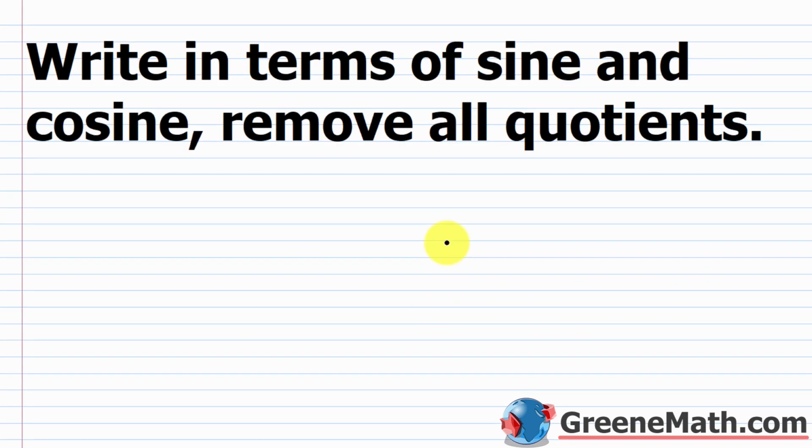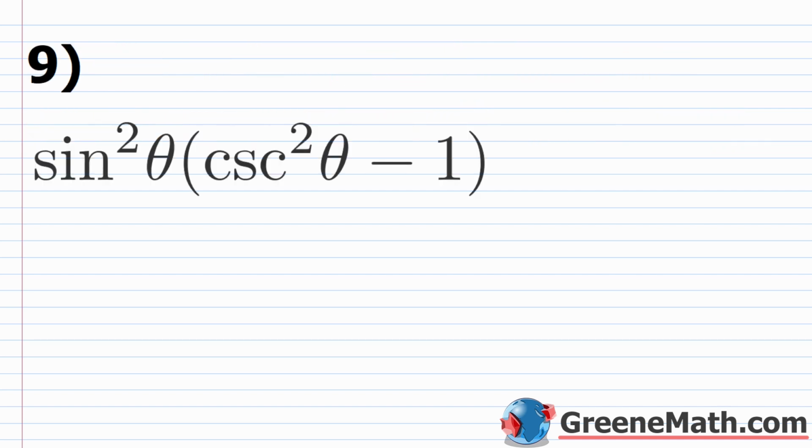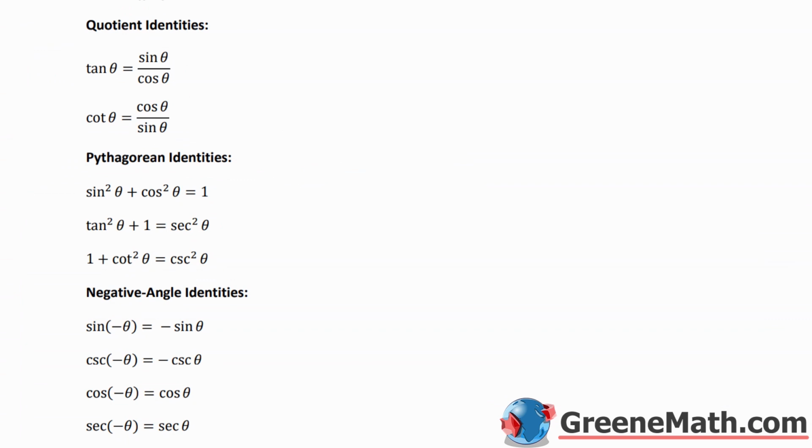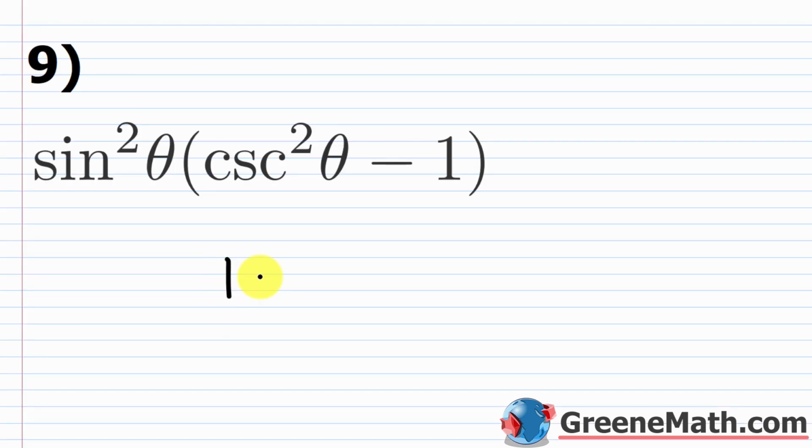All right, for the next two problems, we're asked to write in terms of sine and cosine, remove all quotients. All right, so let's take a look at problem number 9. We have sine squared theta times the quantity cosecant squared theta minus 1. Essentially, what you want to do is look for an identity that's going to allow you to substitute here. So let's go to our little page here. And if I look for something with cosecant squared theta, I have that right there. So 1 plus cotangent squared theta equals cosecant squared theta.